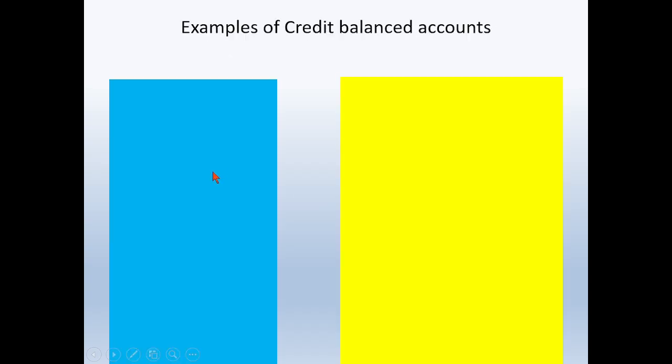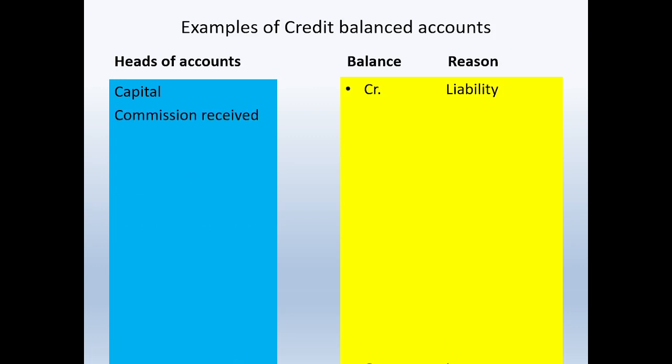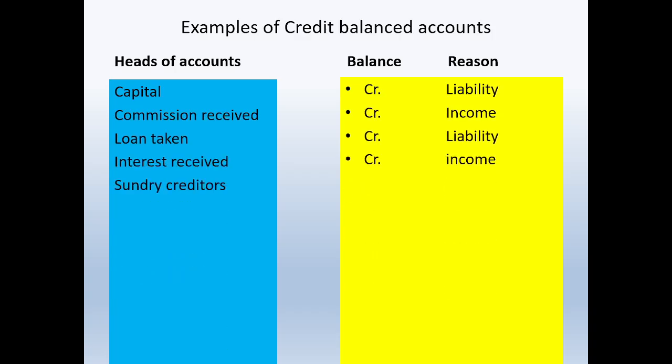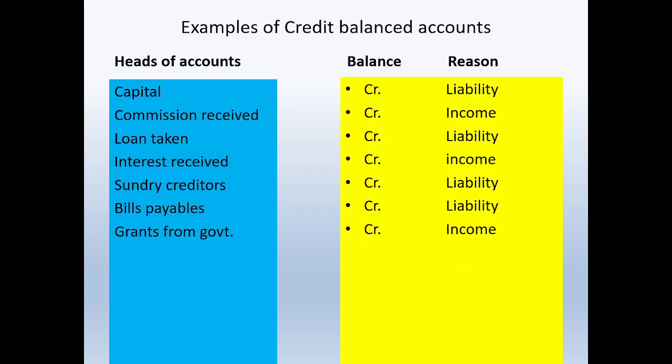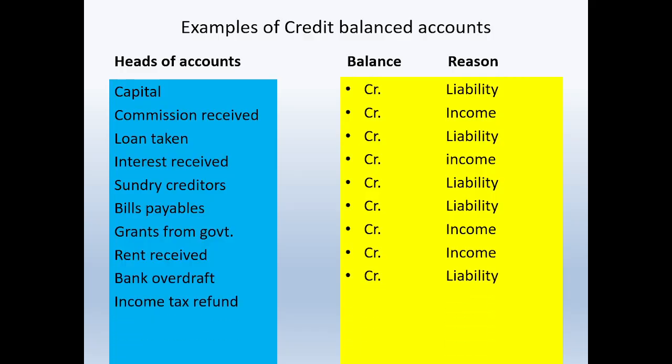Next, examples of credit balanced accounts. Heads of accounts, balance, reason. Capital, what is the balance? Credit. Why? Because it's a liability. Commission received, credit balance. Why? Because it's an income. Loan taken, credit balance, liability. Interest received, credit. Why? Because it's an income. Sundry creditors, credit. Why? Because it's a liability. Bills payable, credit, liability. Grant from government, credit, income. Rent received, credit, income. Bank overdraft, credit, liability. Income tax refund, credit, income. Bad debt recovered, credit, income.